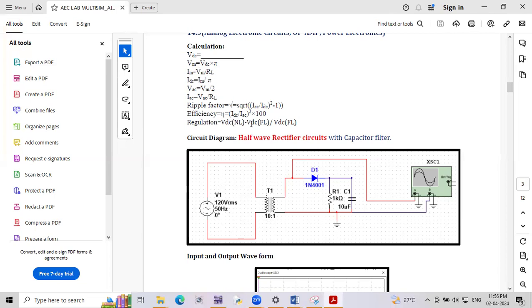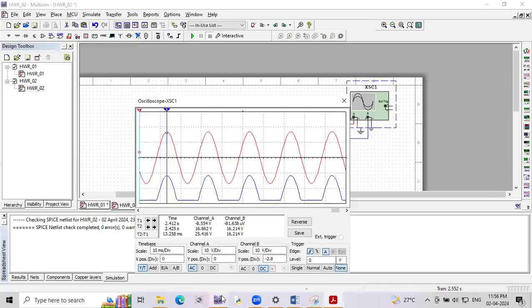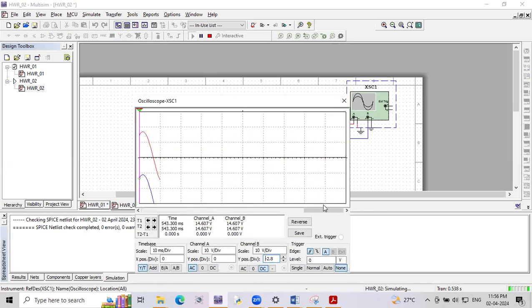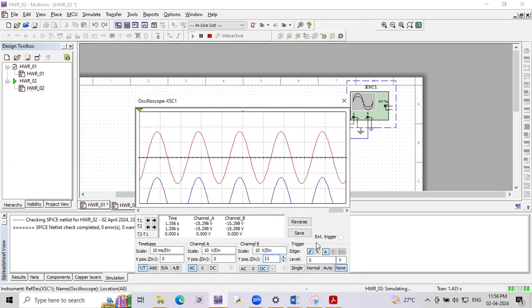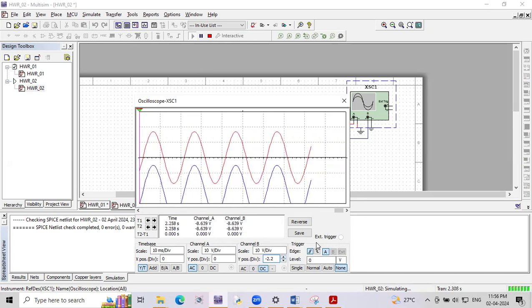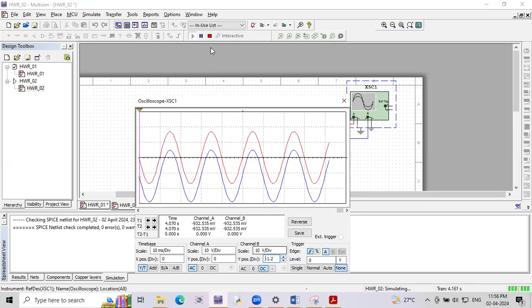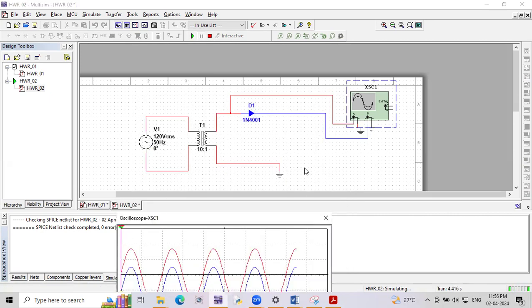Here in the regulation part, you already have the VDC full load. For VDC no load, you need to remove this resistance and take down the reading. Now, what is the value of output? Remove the resistance and take down the value.